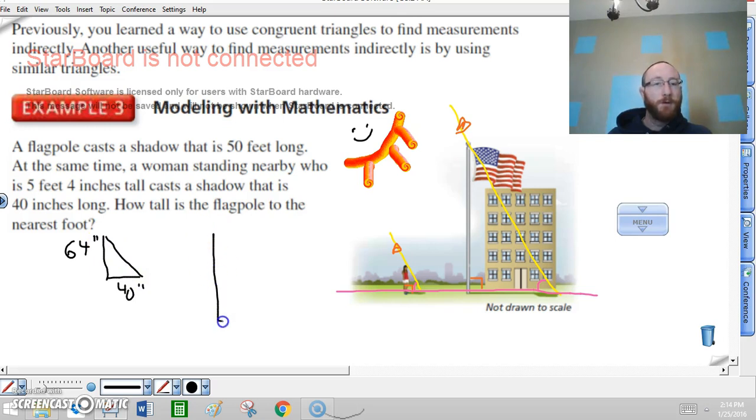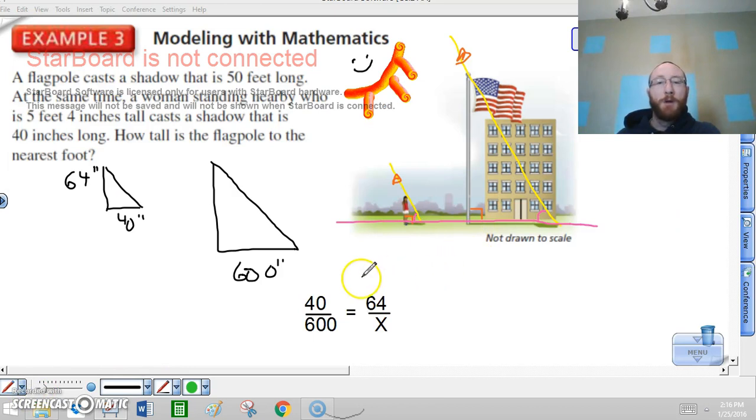And now I'll draw a similar triangle for the flagpole. Now, 50-foot shadow, 50 feet times 12 is 600 inches. Alright, so now we're going to set up a proportion to solve this. Alright, so I set up my proportion. I used shadow over shadow equals actual height over actual height, all in inches. So we could cross multiply and do 64 times 600, which sounds terrible. So I'm going to simplify this. Alright, so we divide by 10, we get 4 over 60. We divide by 4, we're going to get 1 and 15. So it's going to be a little easier math.